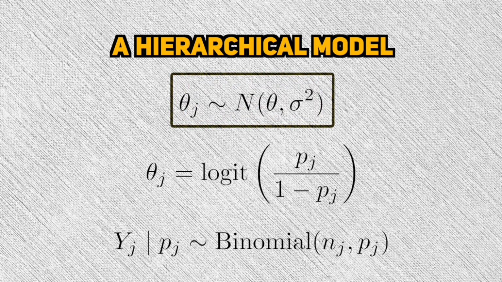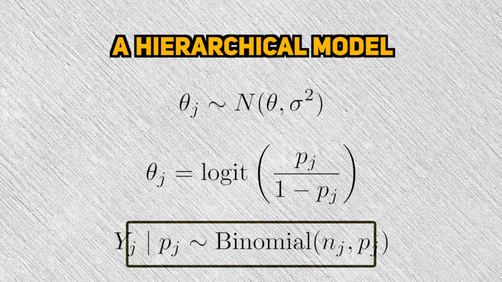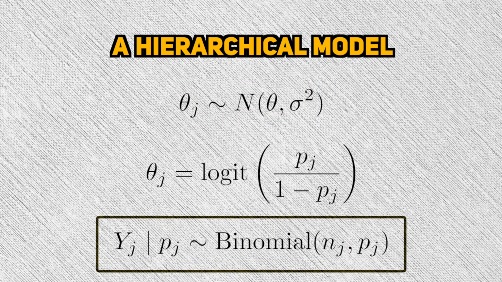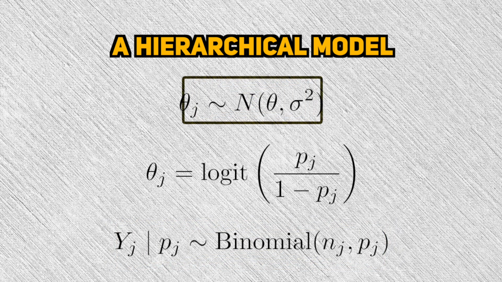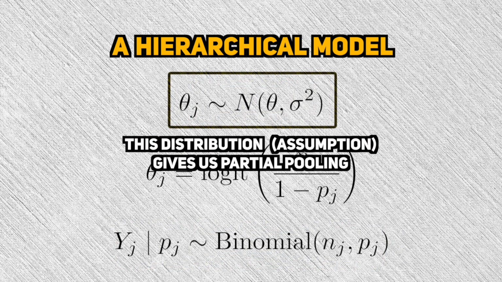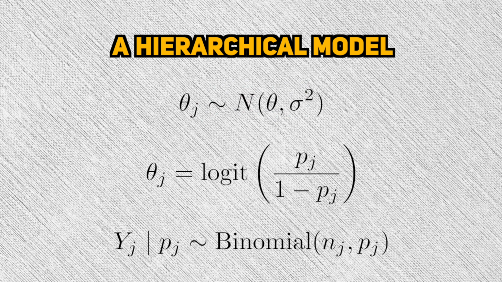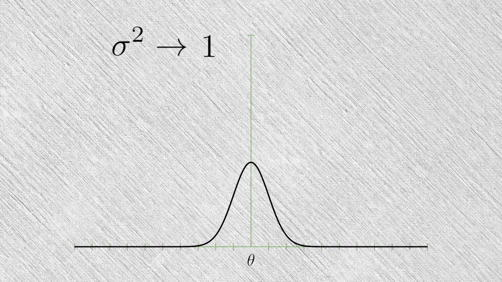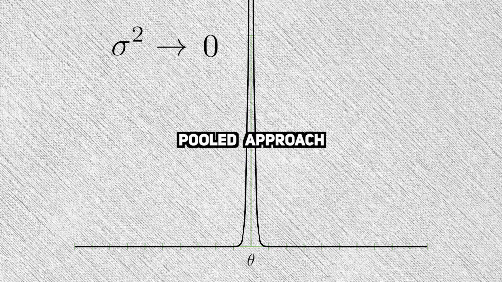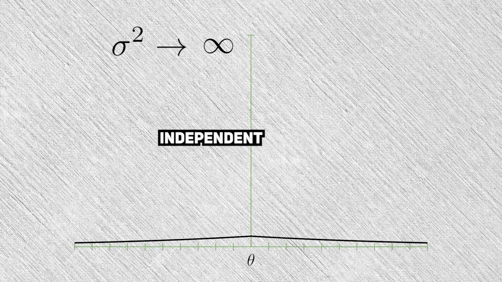We call it hierarchical because there's two levels here. The first level is the population distribution, where the basket response rates come from. The second level are the actual responses we see in the people in these baskets. Assuming this hierarchical structure gives us partial pooling, and the level of pooling is decided by the variance of the first level distribution. When this variance approaches 0, we get back the pooled approach, and when it approaches infinity, we get back the independent approach.